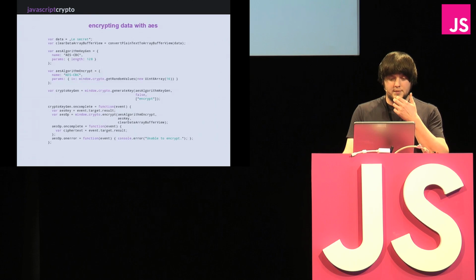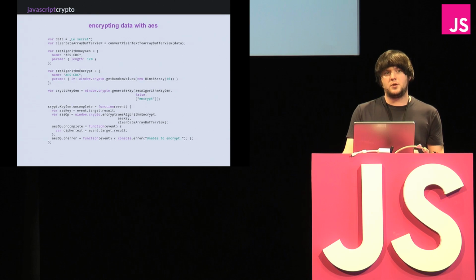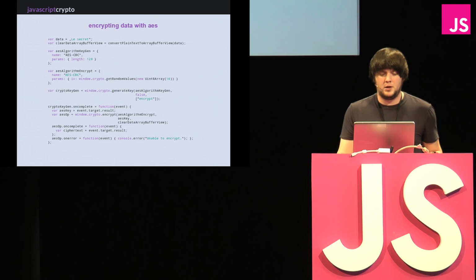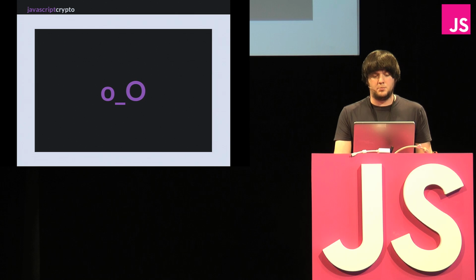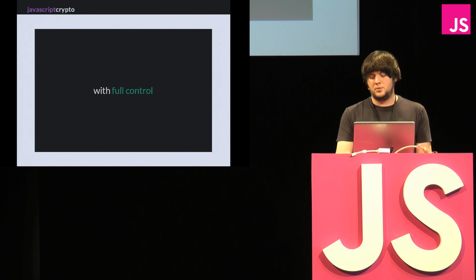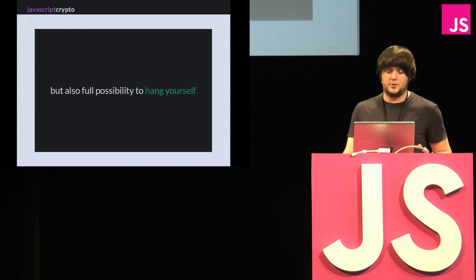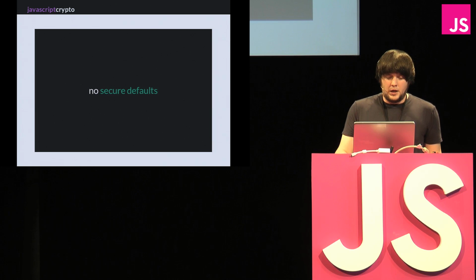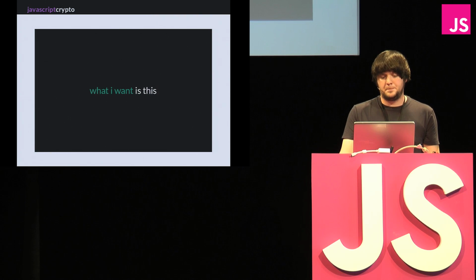But the problem with this API is it takes all of this code just to encrypt a little piece of data. And this just calls for implementation errors. And unfortunately, it's a low-level API like OpenSSL, which gives you full control, which is a good thing, but it also gives you full possibility to shoot yourself in the foot. And worst of all, there are no secure defaults. So you have to figure out yourself what works and what doesn't.